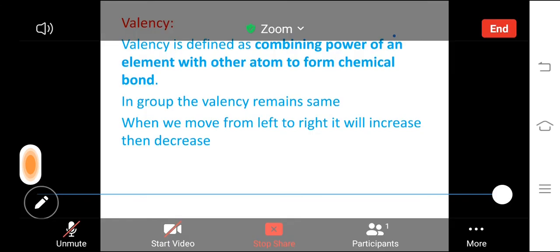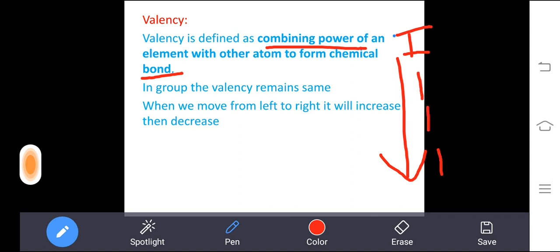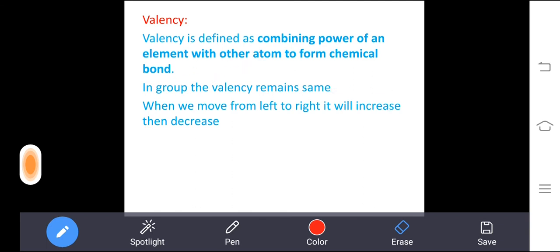Then the last trend, valency. We know that when you move from left to right, the valency will increase, then it will decrease. So it will not be the same. Valency is defined as the combining power of an element with other atoms to form a chemical bond. When you move down the group, the valence will be the same. For example, if you take the first group, it will have the same valence, 1 only. If you take the second group, the valence will be 2 only. If you take the third group, the valence will be 3. So when you move down the group, the valence will be the same. When you move from left to right, the valence will increase, then it will decrease.